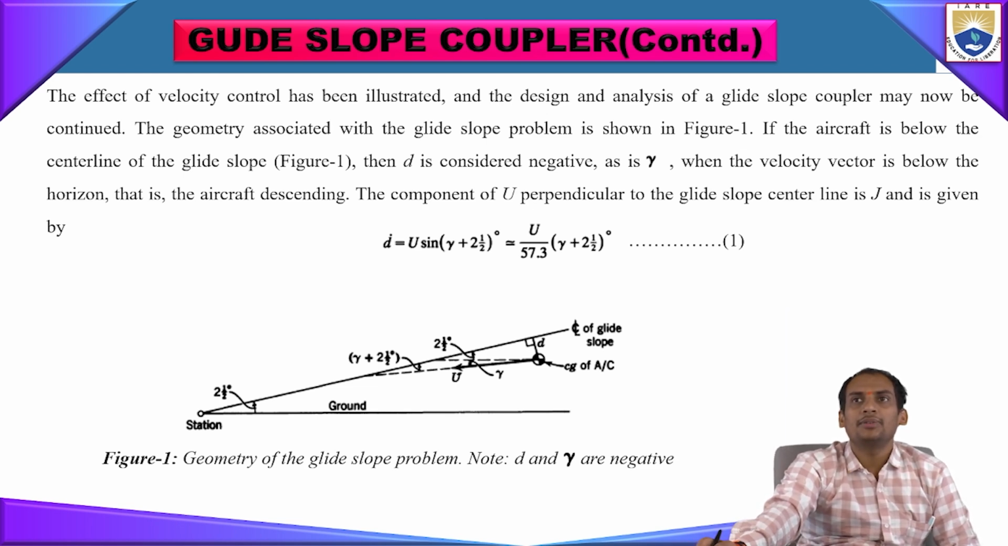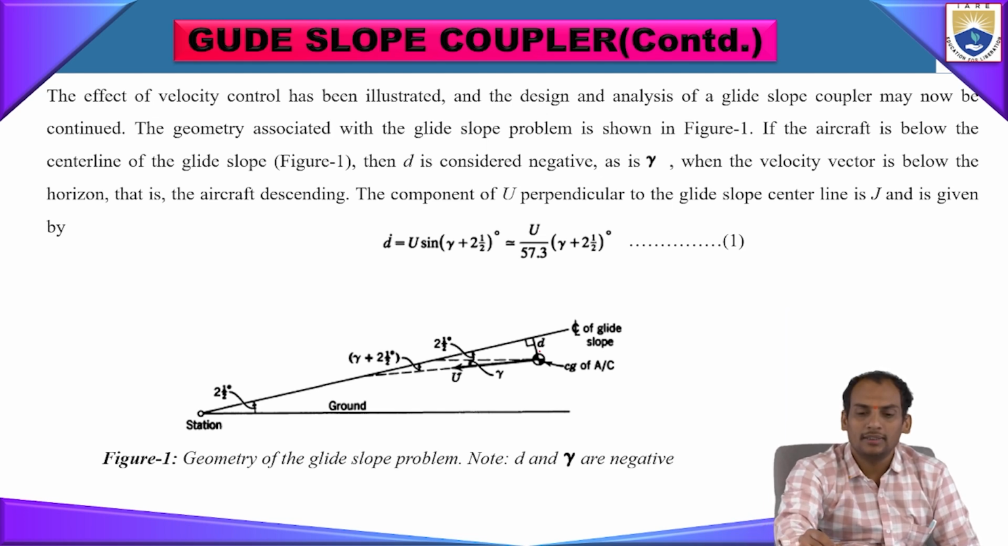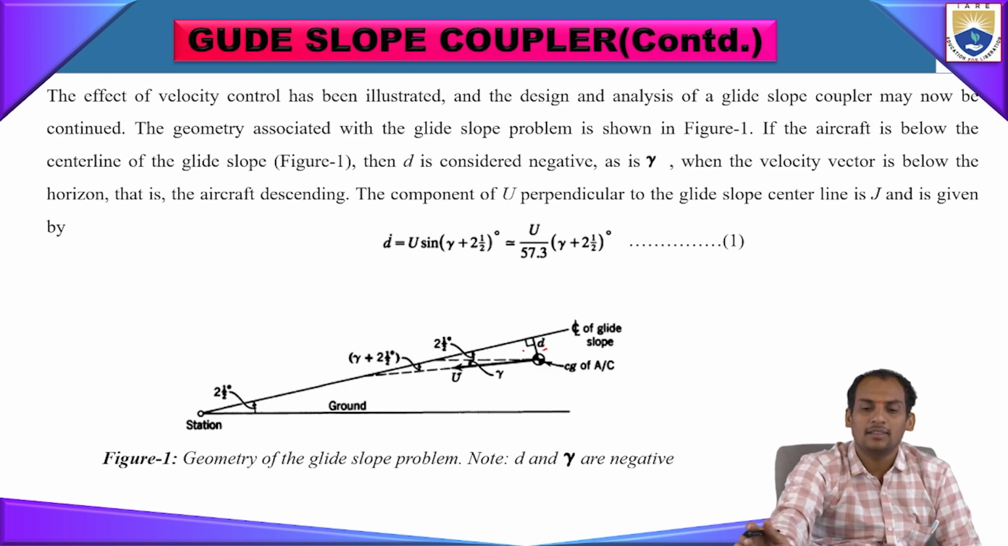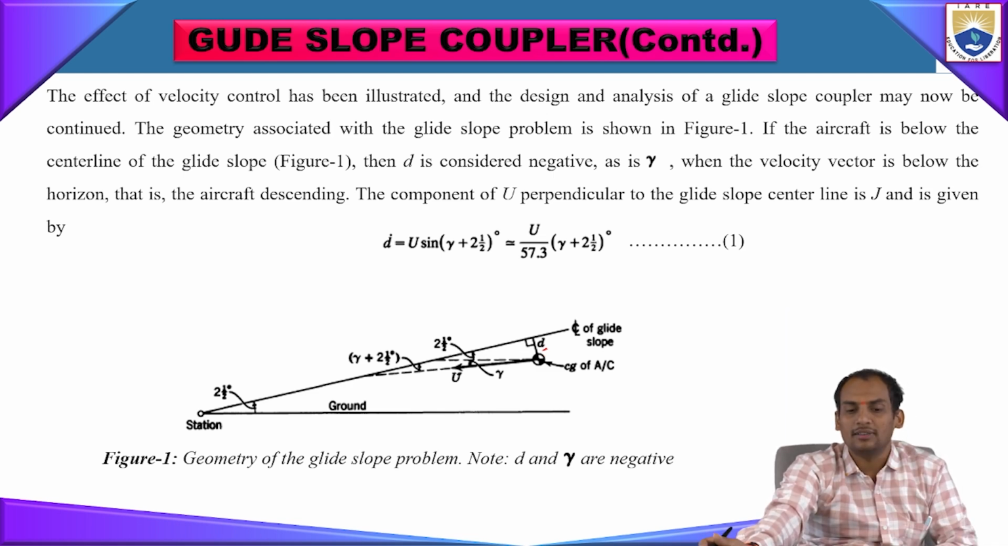Here the aircraft is below the center line of the glide slope, so D is considered negative, because of a negative angle called gamma. The velocity vector is below the horizon, that is, the aircraft is in a descending position. The component of u perpendicular to the glide slope center line is the j component.